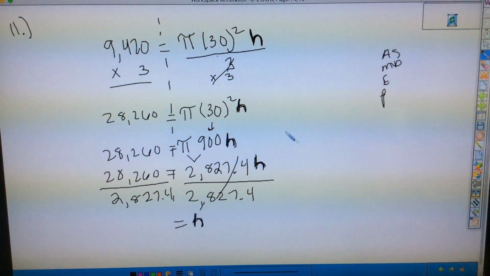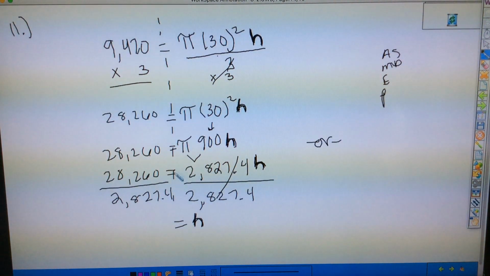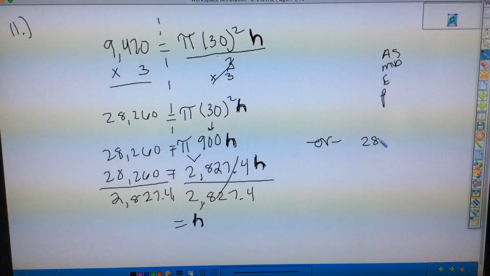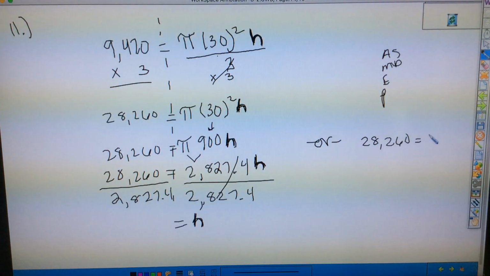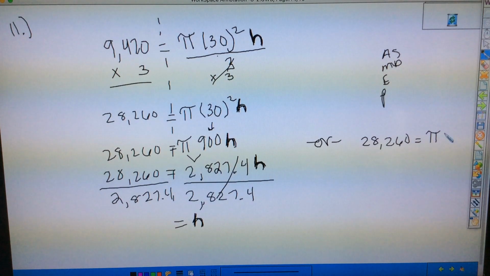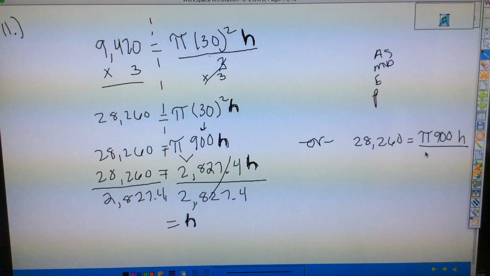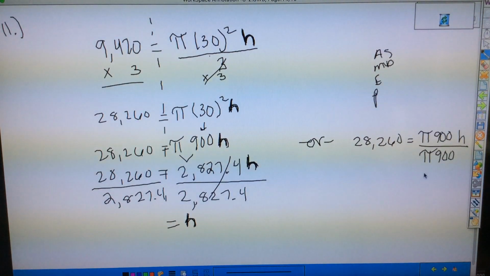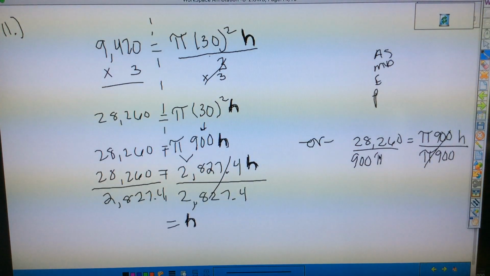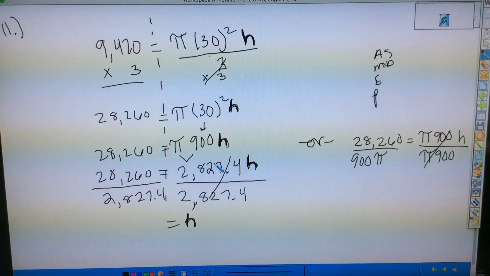An alternative method from this point is you could just divide both sides by 900 pi. That's okay too. So let me just show that. 28,260 is equal to, you can call it pi 900. The correct way is to say 900 pi, but that's okay, times h. So you could just as easily divide by 900 pi or pi 900. If this is confusing to you, simplify the two and then go ahead and divide. Okay, that's pretty much it for today.